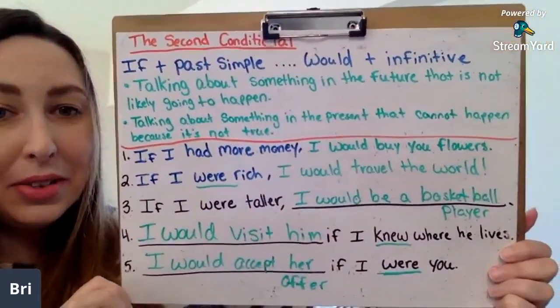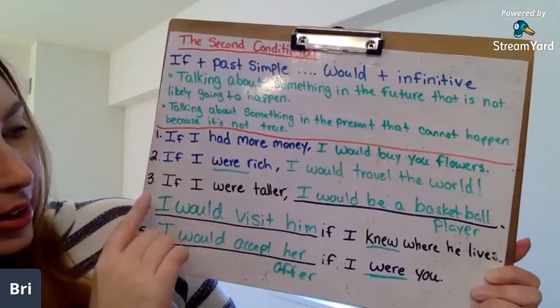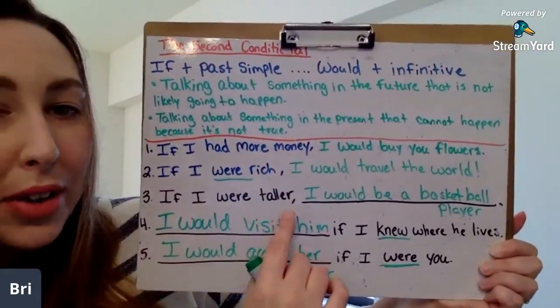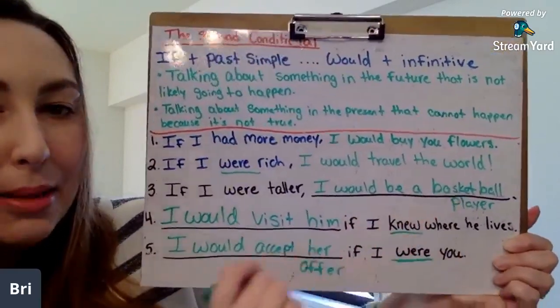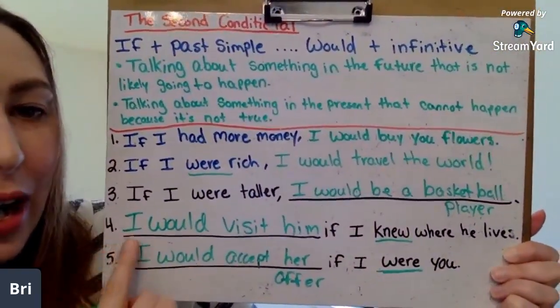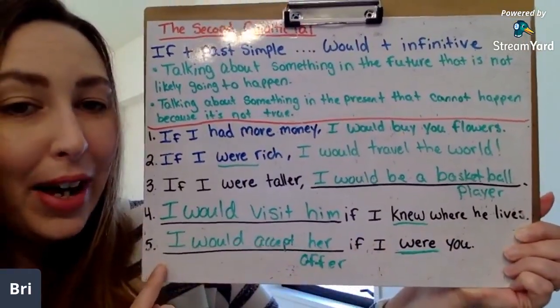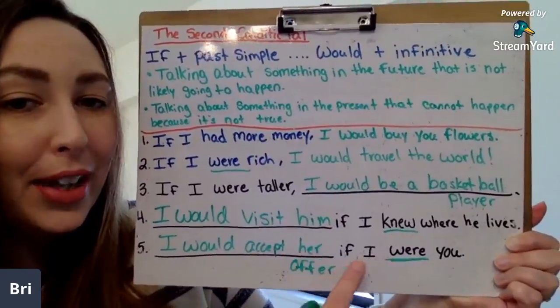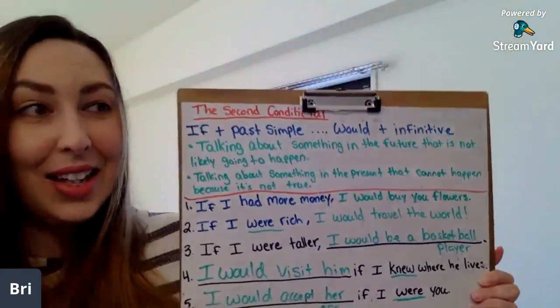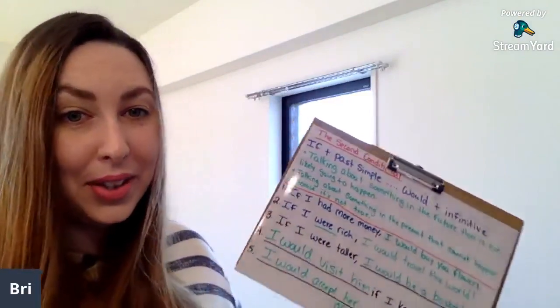So I'll put this up on the screen one more time. Let's read our answers again. So number 3 was, if I were taller, and we said, I would be a basketball player. Very nice. And number 4, I would visit him if I knew where he lives. And number 5, I would accept her offer if I were you. Very nice. Or we could say, I would take the job if I were you. I wouldn't do that if I were you. Okay, awesome. So I wouldn't go if I were you. Very good. We have a lot of good answers.